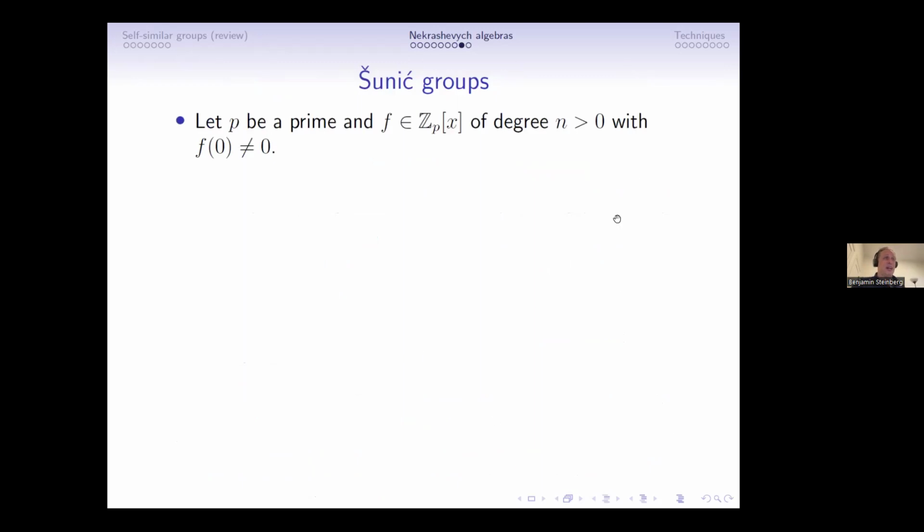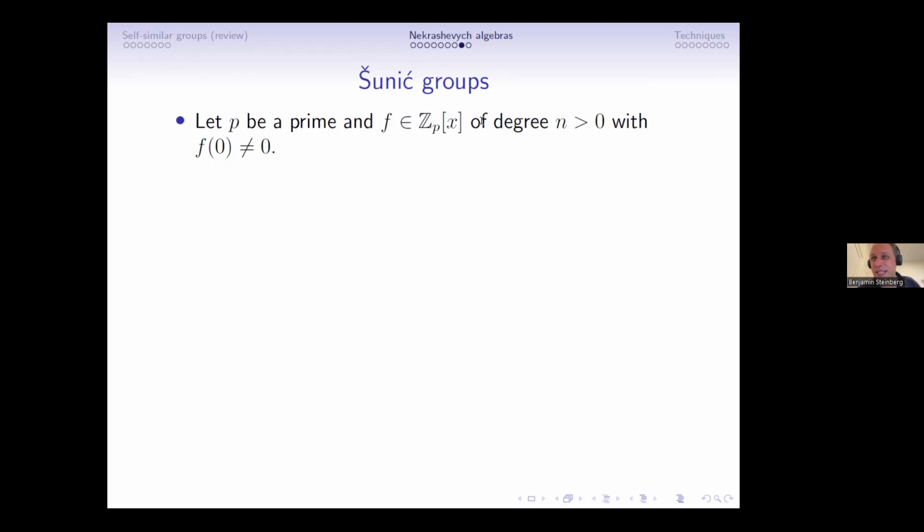As an example, I'm going to talk about Sunik groups because I can state this one concretely without going through a lot of crazy definitions. So let's take a prime P. First of all, sorry, this is supposed to be Z mod P, not the p-adic numbers. This is integers mod P. Maybe I should have written F_p. I apologize to all the number theory people out there who use p-adic numbers.